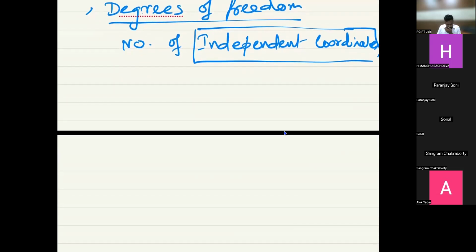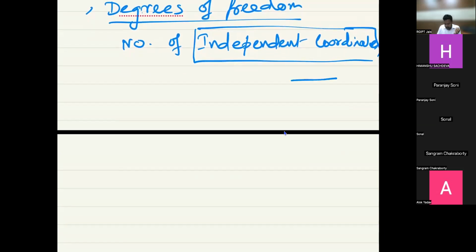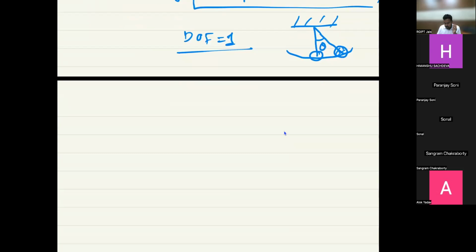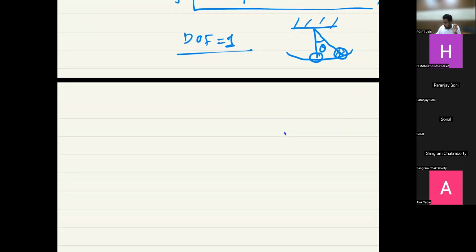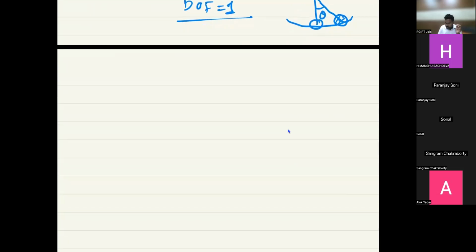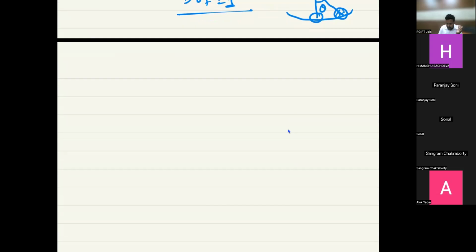We gave an example of this simple pendulum, that this pendulum has only one independent coordinate. This coordinate is theta. So it has only 1 degree of freedom. So in this case, the degrees of freedom is 1. Okay. So I want to give you a few more examples before we continue. So first example that I want to take, let's see.